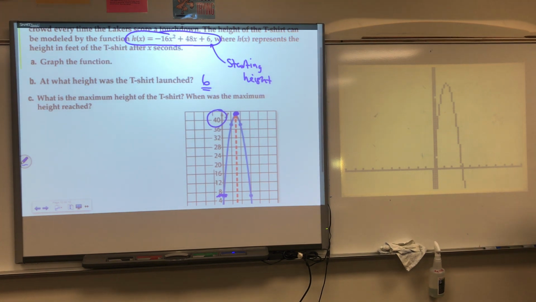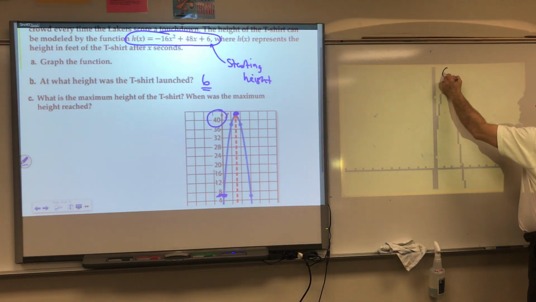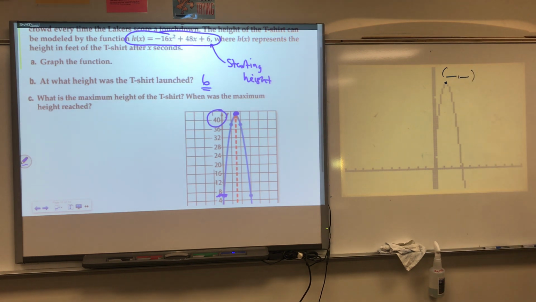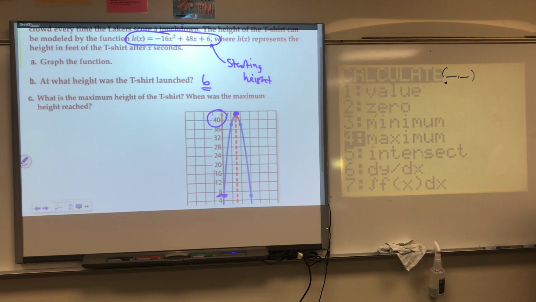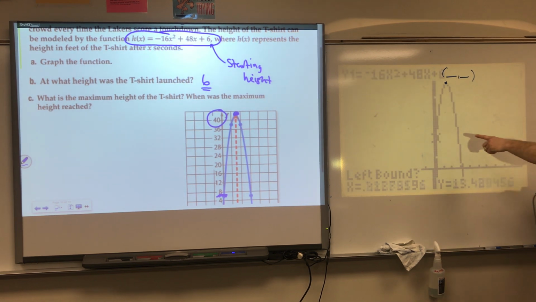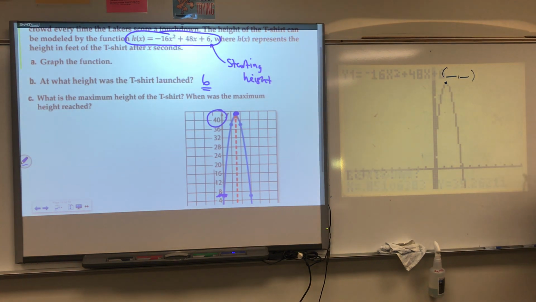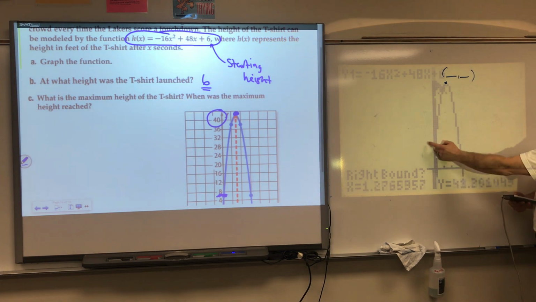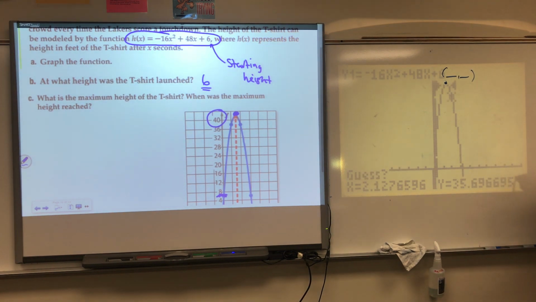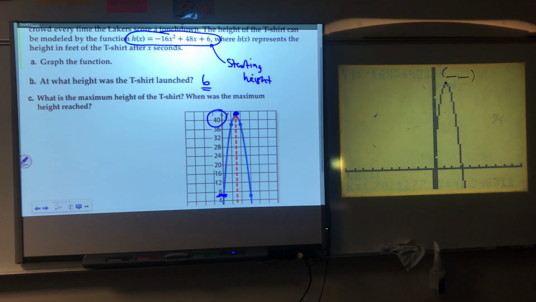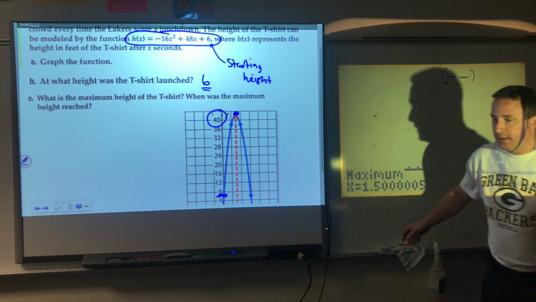And I want to find this maximum height. I want to find the vertex. So I'm going to go to second trace. I'm going to do maximum, since that's the high point that I'm looking for. You can see my cursor here. I need to put it on the left-hand side of the vertex, a click or two. Press enter. My right bound, I'm going to go up and over the hump and press enter. And my guess, I'm going to get as close as I can and press enter. And there it is.